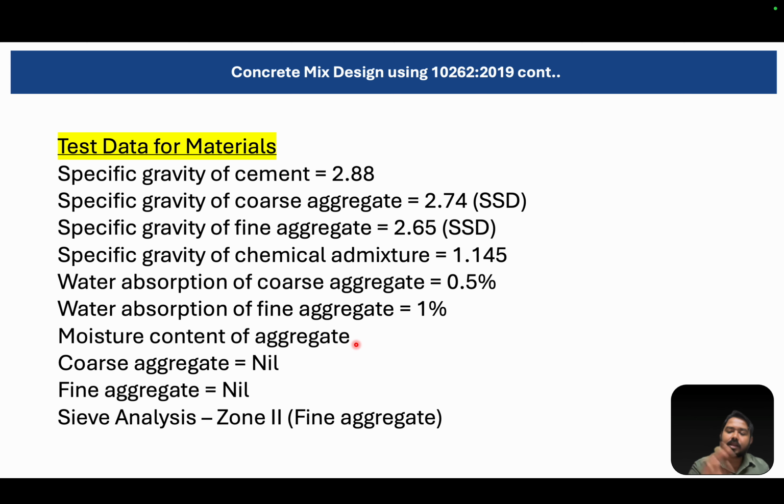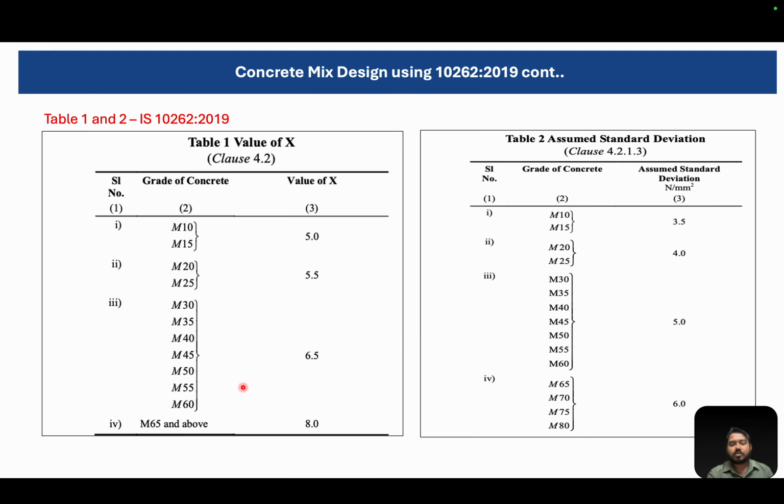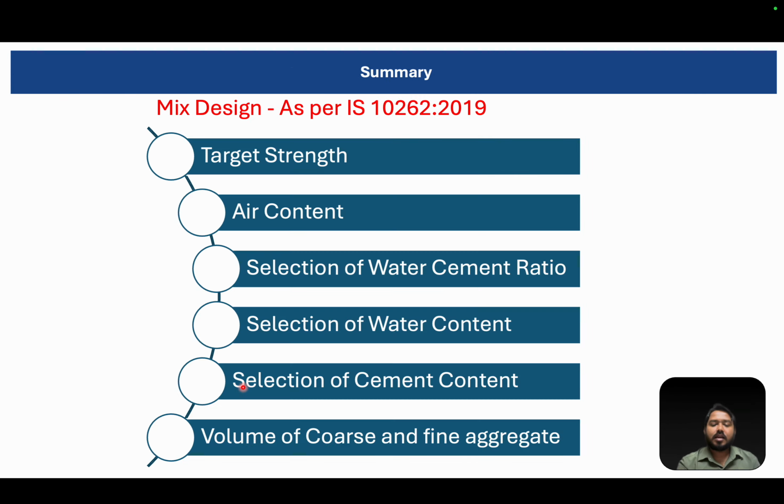So there are two different methods: a dry corrections method and a wet corrections method. You need to identify all these things from the moisture content data. If the moisture content of both coarse aggregate and fine aggregate is nil, then it is a dry state, and there are different formulas for it. For a wet condition, there are different formulas. All these things we will discuss in the coming slides.